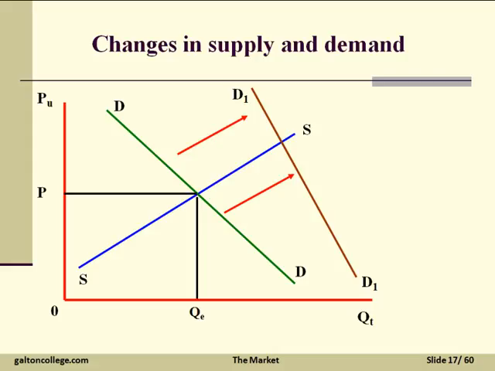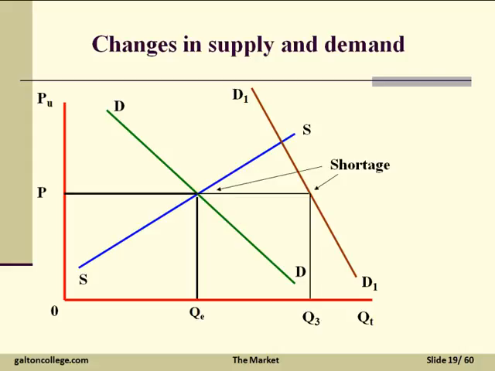Now, if that's the case, then at the existing equilibrium price of P, there is now an excess demand. It's as if the old demand curve, DD, no longer exists, because the new demand curve, D1, is now in play. So at the price P, there is now excess demand. In other words, at the price P, there is a shortage, and the shortage is equal to the difference between Q3 and QE.